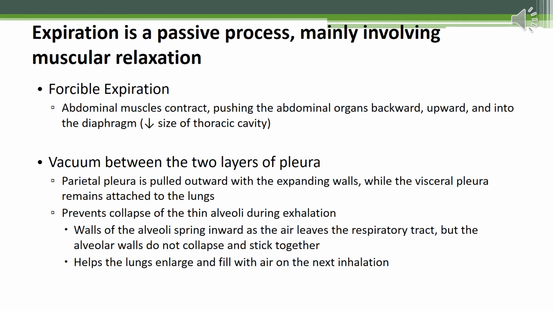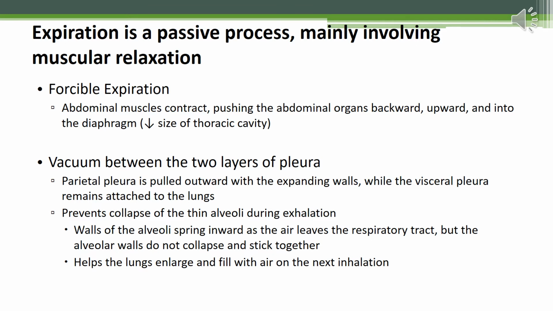Expiration is essentially a very passive process, as it mainly involves muscular relaxation. However, in forcible expiration, we contract the abdominal muscles, which pushes the abdominal organs backward, upward, and into the diaphragm, which decreases the size of the thoracic cavity and thereby further decreases the air pressure that we would normally see in expiration to an even lower pressure, so that we can force the air out of the lungs.